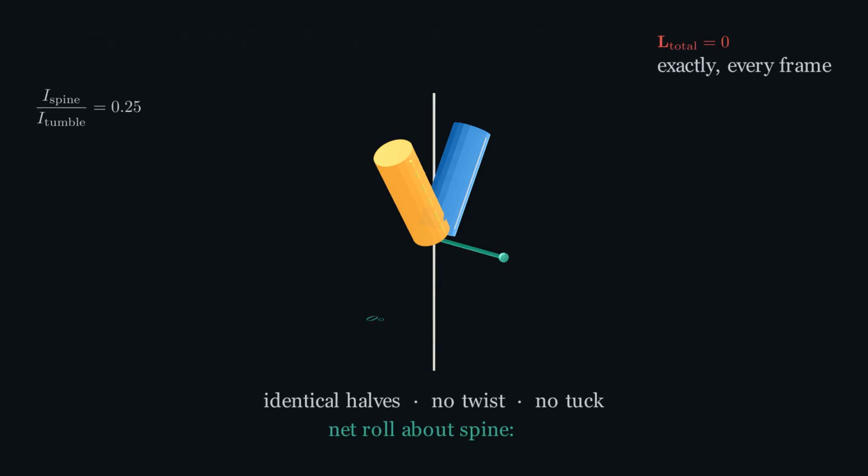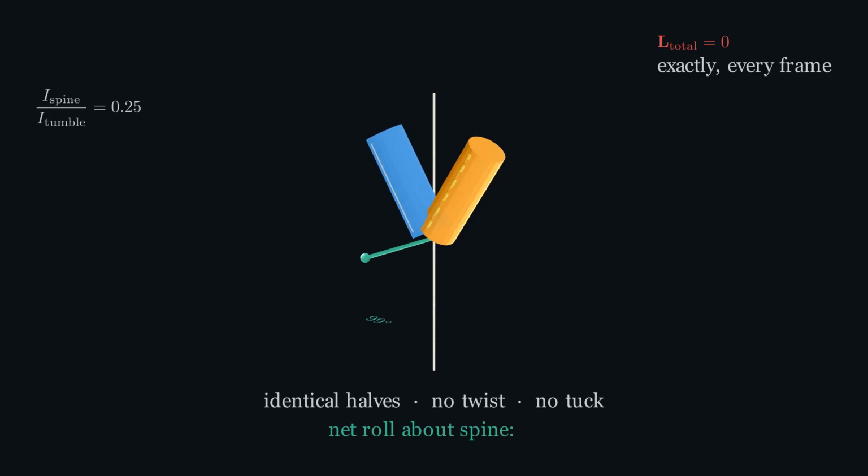Now the maneuver. The cat bends at the waist and sweeps that bend once around, forward to one side, back to the other side, and forward again. No half ever twists about its own spine. Nothing is tucked. The halves stay identical the entire way. Watch the total angular momentum. It sits at 0 exactly on every single frame.